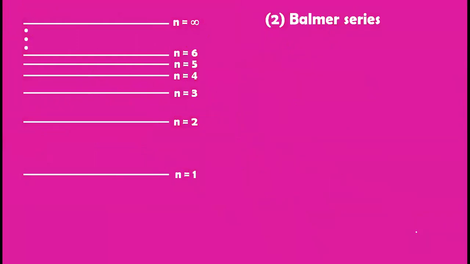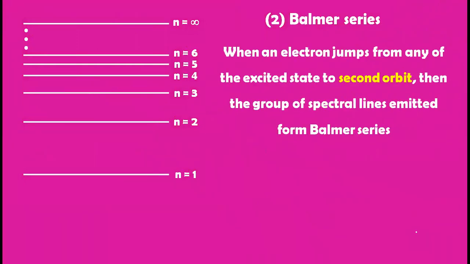Balmer series. When an electron jumps from any of the excited states to the second orbit, the group of spectral lines emitted will form the Balmer series. So here the downward transitions have to be from any of the excited states to the second orbit. The electron is jumping from third orbit to the second, fourth to second, fifth to second, sixth to second, and so on. During all these transitions, photons are emitted. A bunch of all these spectral lines or photons will form the Balmer series.